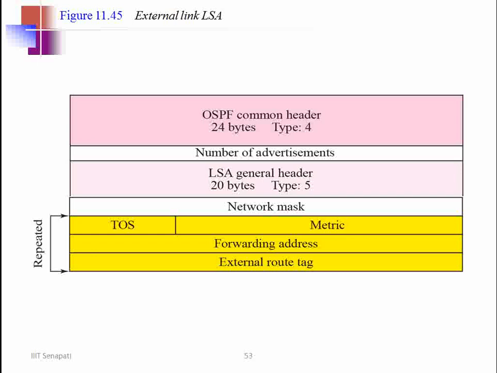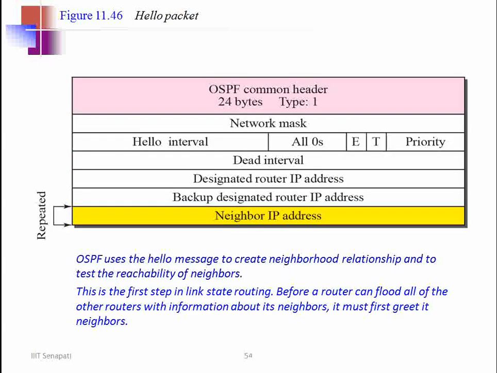Now one thing that was remaining was the hello packet. This was the first thing, right? So in the hello packet, what happens? You will have the OSPF common header. Along with that you have network mask, hello interval, these kinds of things. Here the network mask is a 32-bit field, the network over which this message is being sent. Hello interval is a 16-bit field. It defines the number of seconds between the hello messages.